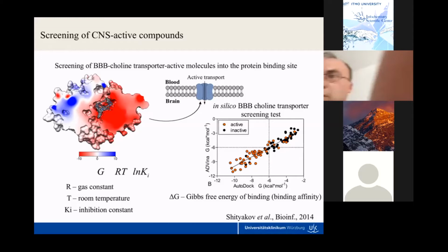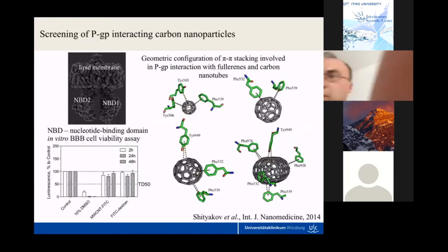As you can see in the graph, you have a very distinct clustering of different substances. Some of them are clustered in a group which is active, and some are clustered in a group which is inactive. This clustering is done by measuring the free energy of binding, which is the binding affinity of the molecule to this transporter. This was also published a couple of years ago in a high impact factor journal.